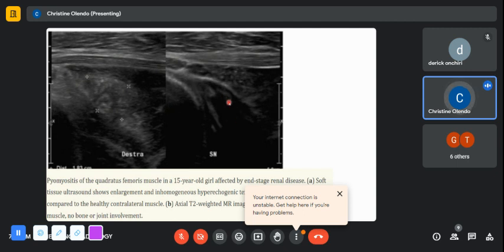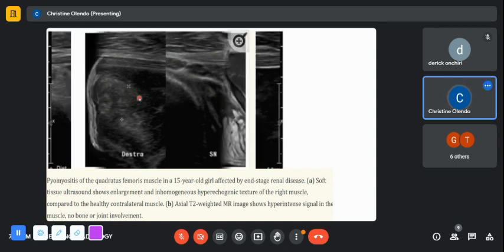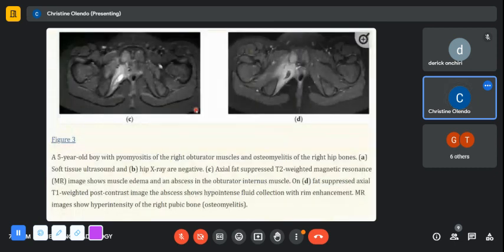You can see that the muscle is echogenic compared to the normal side. And this was in the quadratus femoris muscle. This is an axial T2 weighted image, but there was no bone involvement or joint involvement in this case. All right, so we'll proceed to the next case.